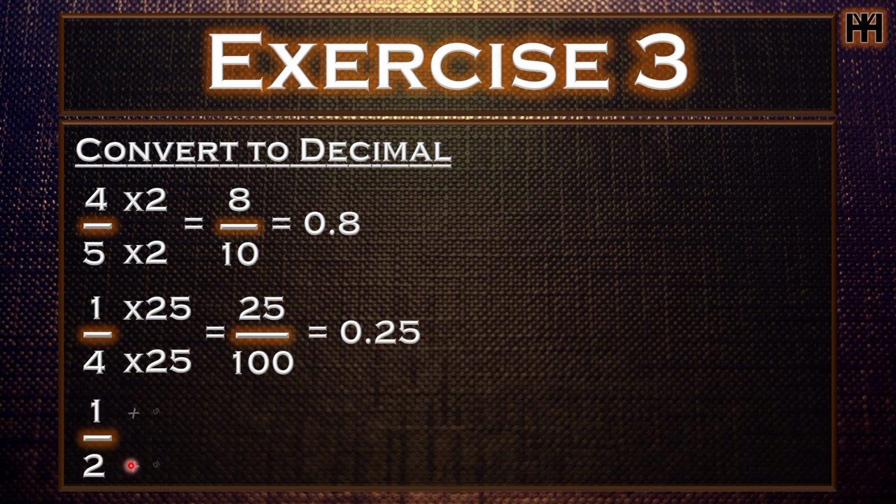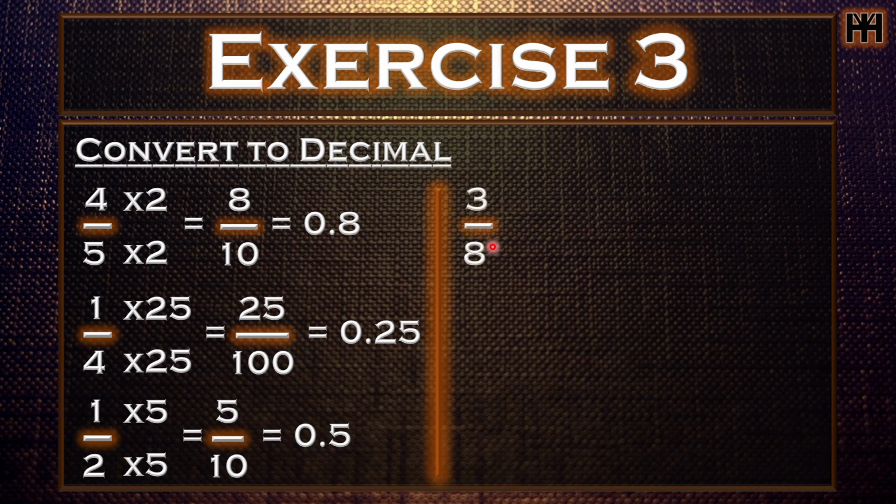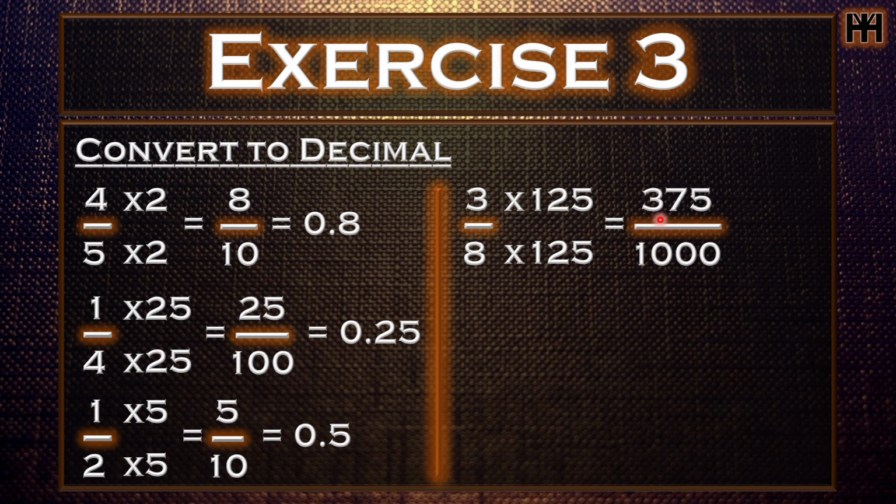Then 1 over 2, we will multiply by 5 up and down, we will have 5 over 10, it will be 0.5. Then we have 3 over 8, we'll multiply by 125 up and down, so you'll have 375 over 1000, so it will be 0.375. Okay.